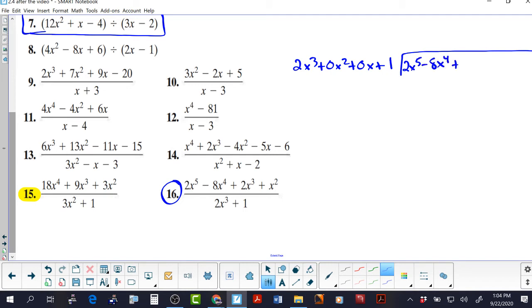4, 3, 2. We could have the last 2 there with 0 and 1, or 1 and 0, but this is actually going to work out just fine. So we need x squared.